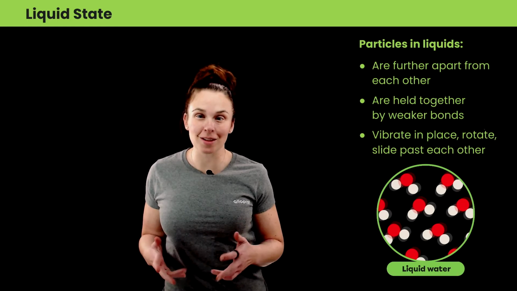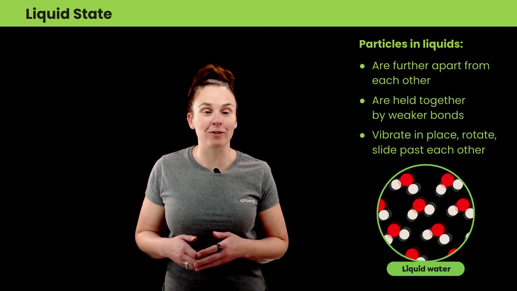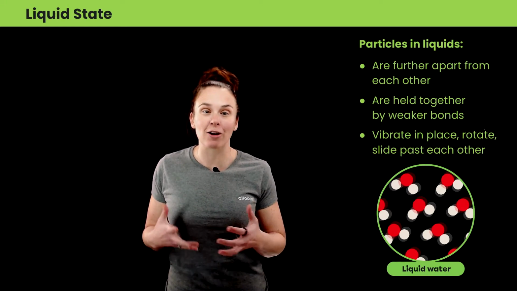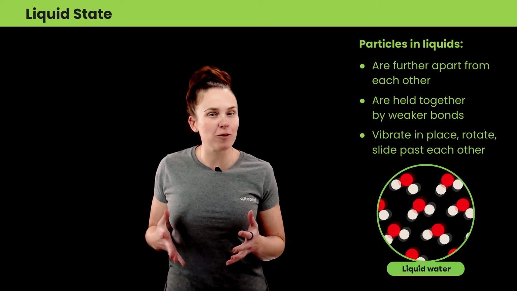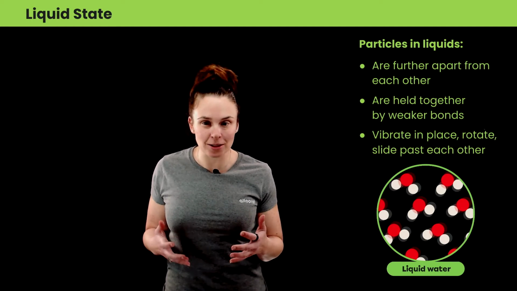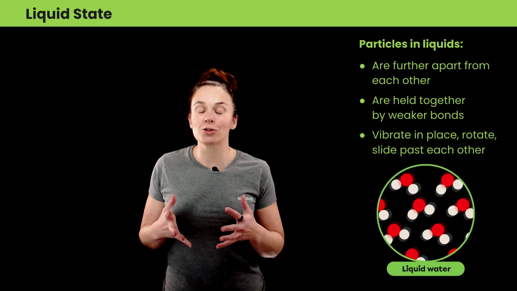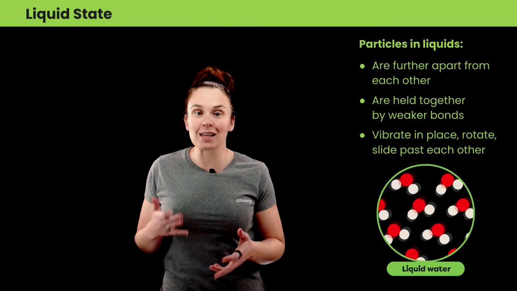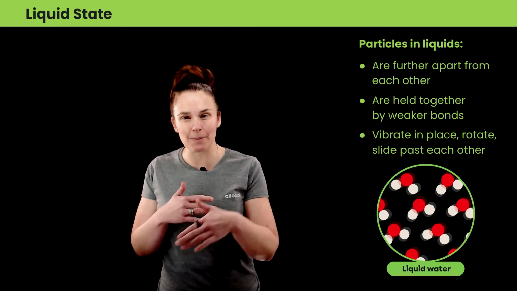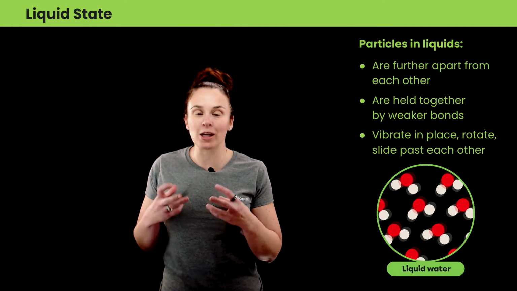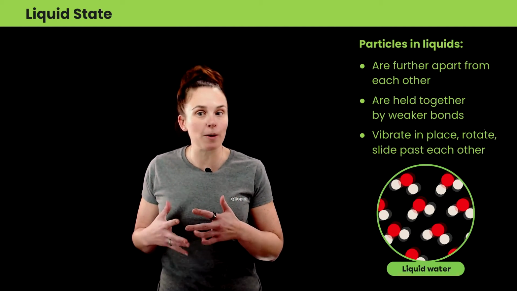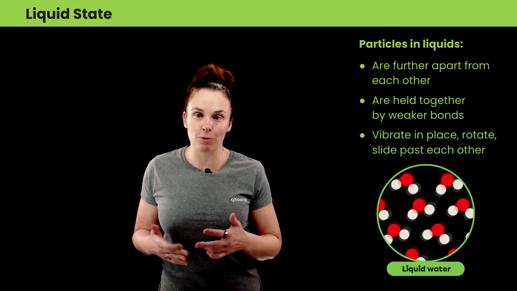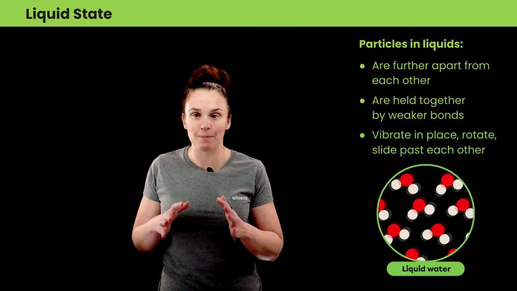So particles in liquid state, like in our example here of liquid water, you can see that they are further apart from each other, and that's because they are held together with weaker bonds. The particles in liquids vibrate in place, but they also slide past each other, and they can also rotate. So there's a little bit more fluidity to their movement, which is why we get that kind of flowy vibe.